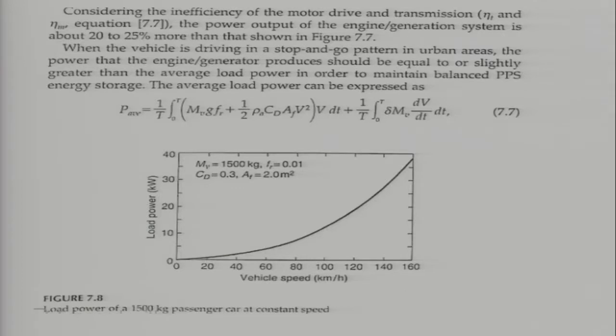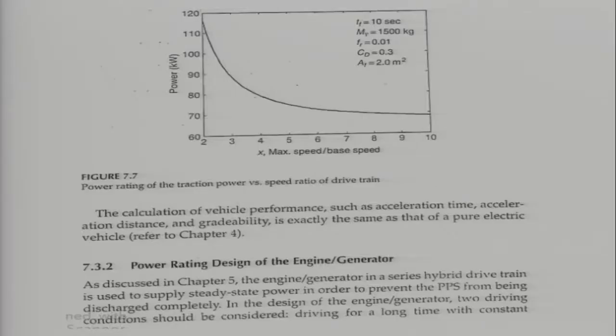The power output of the engine is about 20 to 25% more than that shown in figure 7.7. So whatever power output has been shown here, 20 to 25% more of this power may be required for the engine or the generator.